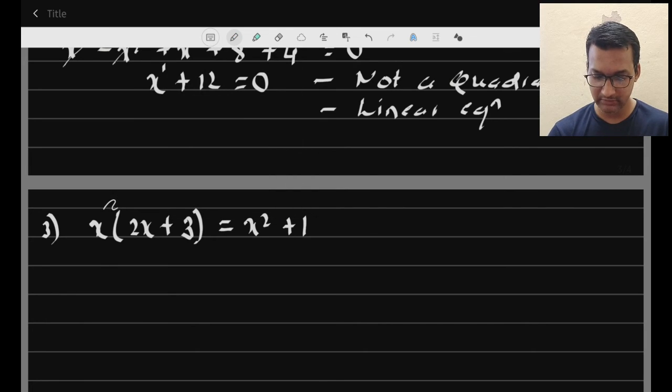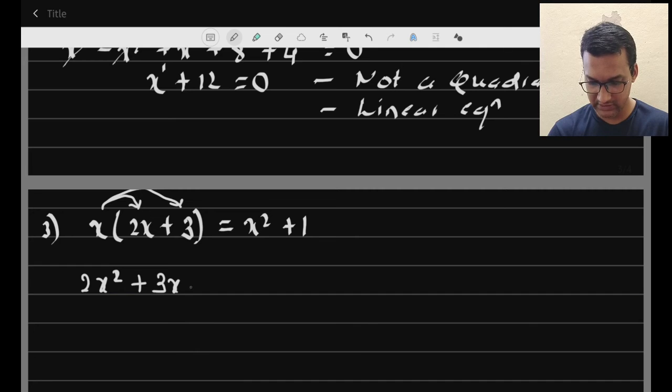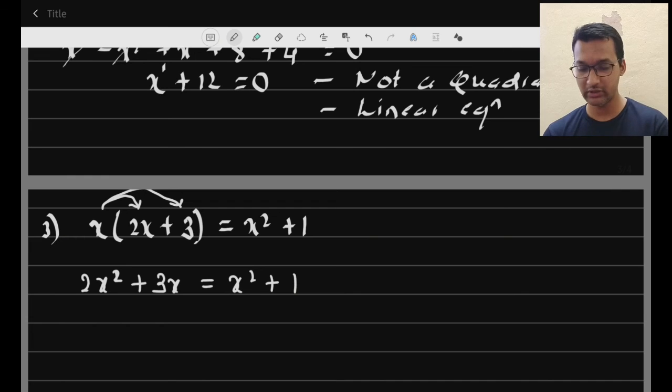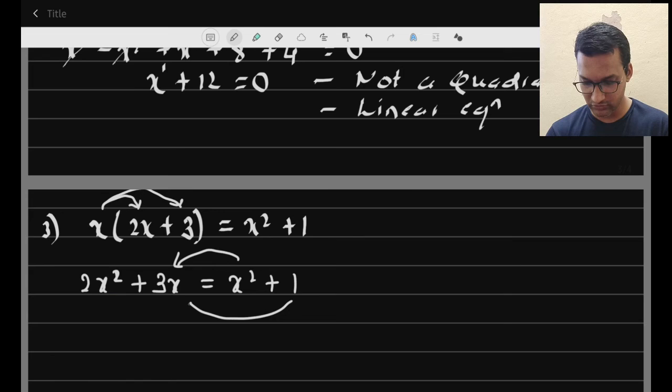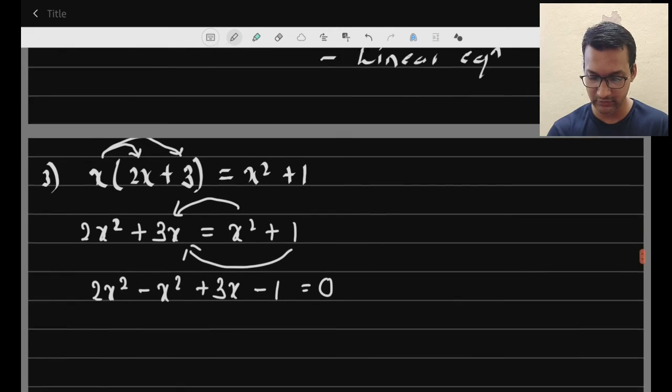Now again we'll be doing the same thing. x, you multiply inside to both of these terms on LHS, we will get 2x square plus 3x is equal to x square plus 1. Now you bring all the terms on the same side. x square on this side, 1 also on this side. So 2x square minus x square plus 3x minus 1 is equal to 0.